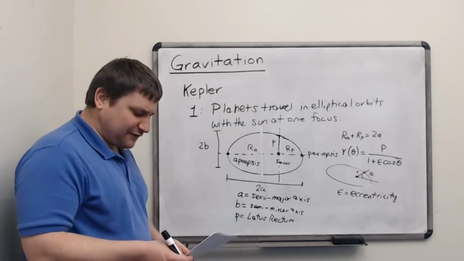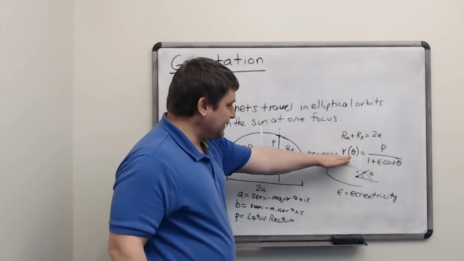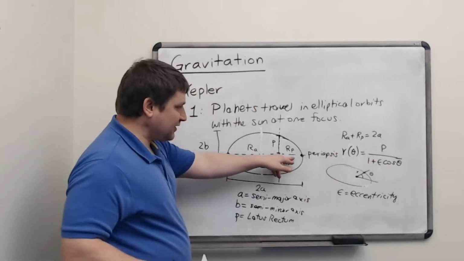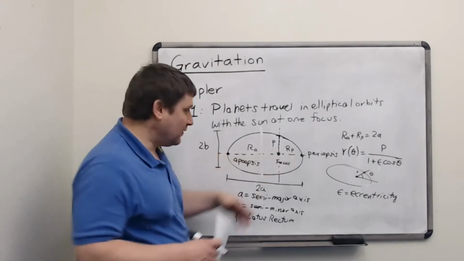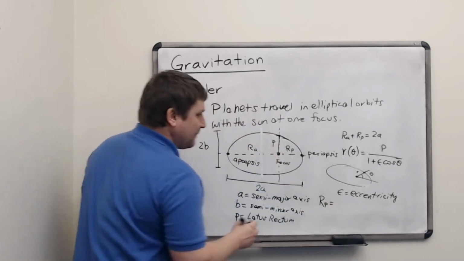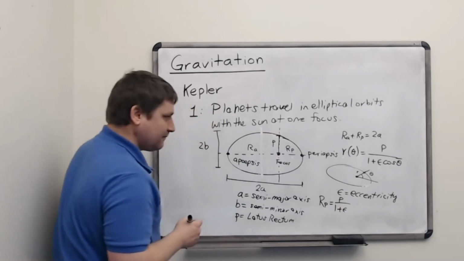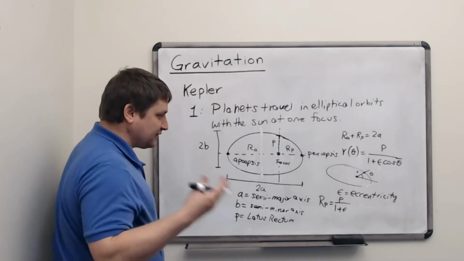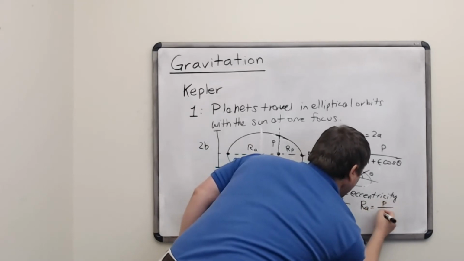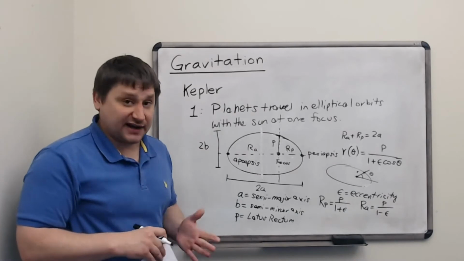The quantities that I've defined up here are not all independent. If we look at the formula for the radius distance at a given angle, we can see that since periapsis occurs at an angle of 0, the distance of periapsis is equal to p over 1 plus epsilon, because the cosine evaluates to 1. The distance of apoapsis is p over 1 minus epsilon, because the cosine of the angle evaluates to minus 1.